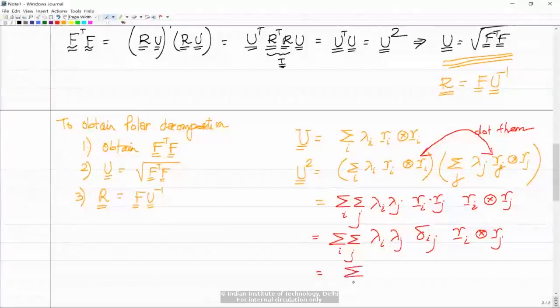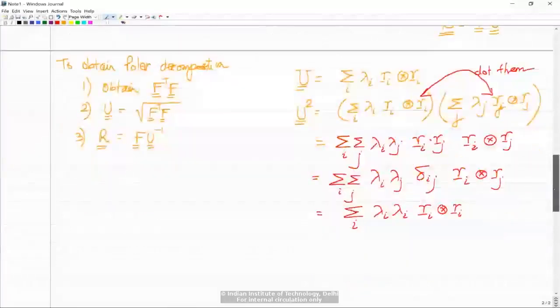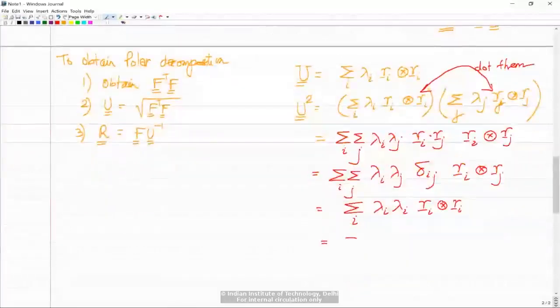So that means you just have summation over i, lambda i, lambda j, this j becomes again i, and this Ri tensor product Rj again becomes i. Okay, so you have i appearing here four times, and again that's why you need this summation symbol explicit. And this, of course, you can also write as summation over i lambda i square, little ri tensor product little ri. So do you see that U and U square have very similar decomposition?